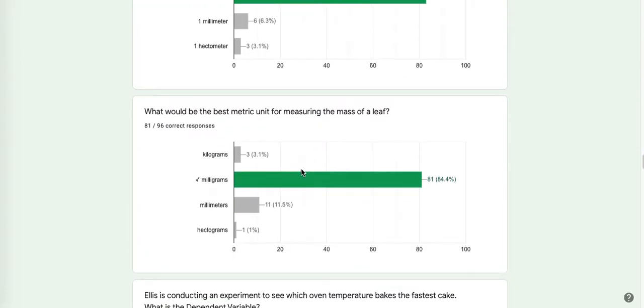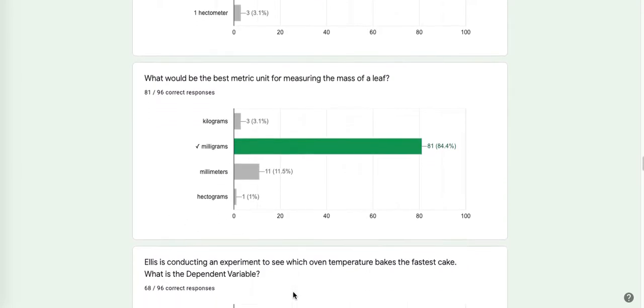Which of the following would be the best metric unit for measuring the mass of a leaf? Well, it would be something grams, because mass is measured in grams, so you can eliminate millimeters as an answer. Milligrams is the correct answer. A leaf doesn't have very much mass, so you would want a small unit to measure the mass of the leaf. Kilograms are too big and hectograms are too big. You would want milligrams in this case.